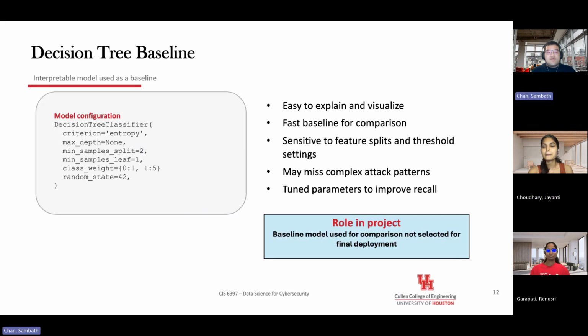Hi, everybody. So now I will start with our baseline model, which is the decision tree. Our group chose the decision tree because it's very easy to understand and visualize, making it a good starting point. We also use entropy as the criterion and apply class weighting to penalize mistakes more heavily.